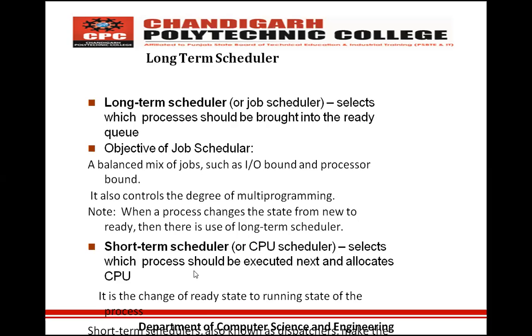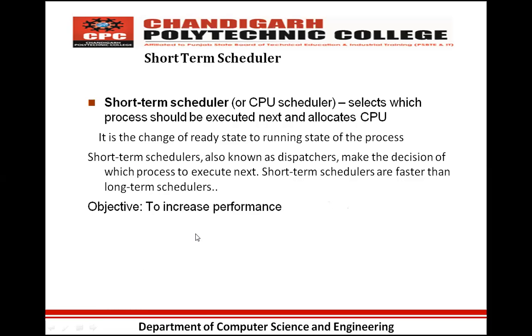Second is the short-term scheduler, also known as the CPU scheduler. Now it's time to allocate the CPU to the jobs residing in the ready queue, that are in the main memory. The long-term scheduler selects the job from the job queue and puts it into the ready queue. Now it's the task of the short-term scheduler. It selects the job from the ready queue in the main memory, and gives the CPU to the job decided by the CPU scheduler.